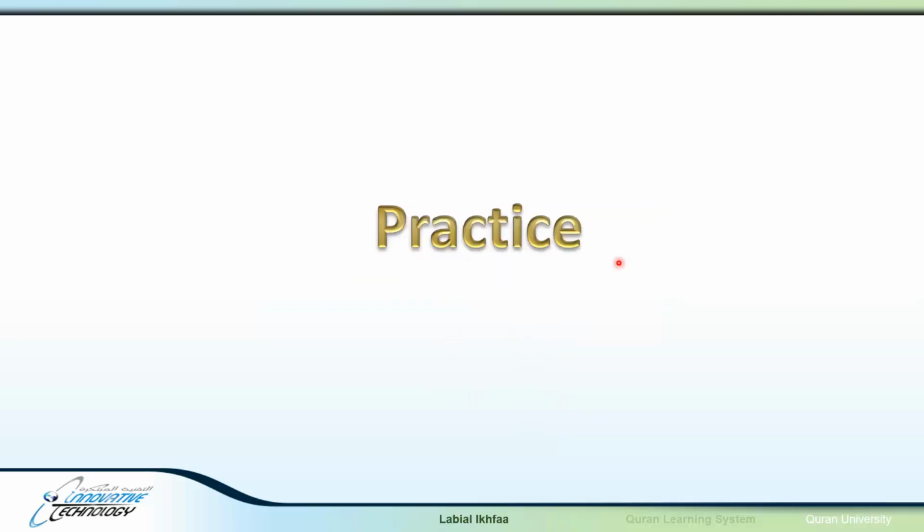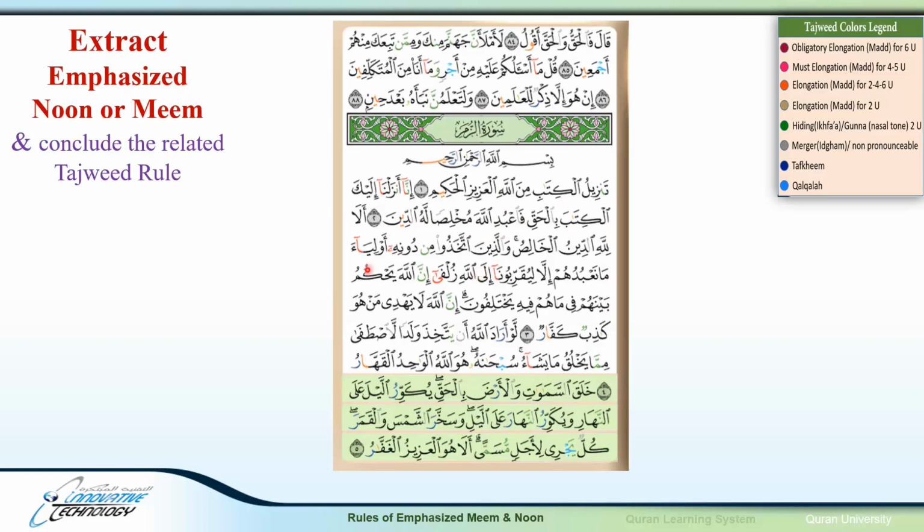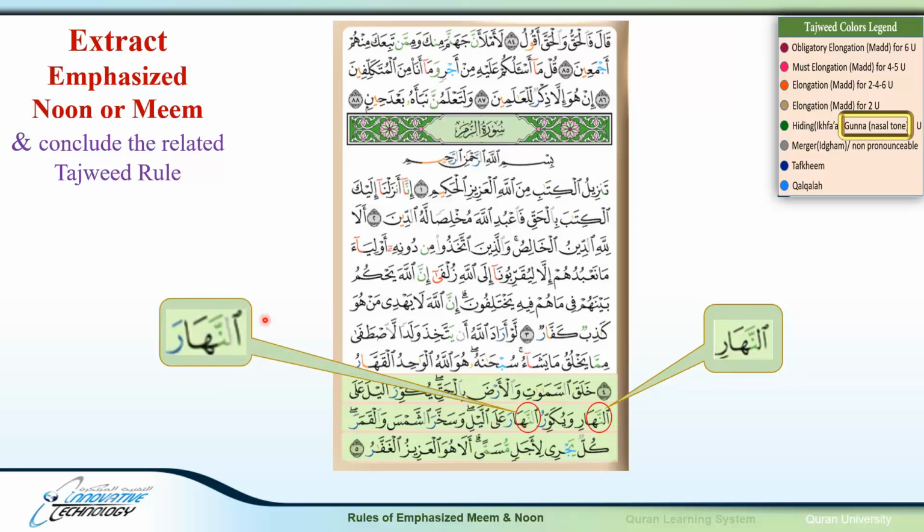And now we're going to apply what we have learned and put it in practice. We're going to extract the emphasized noon or meem from the shaded verses and try to conclude the related tajweed rule. Remember, we're looking for a noon or meem with the color green and has a shadda. So this is the first one. النهار, noon with shadda and a fatha, النهار, we give it Ghunnah for 2 units. Another النهار, same rule.